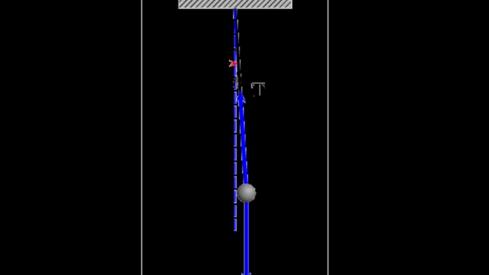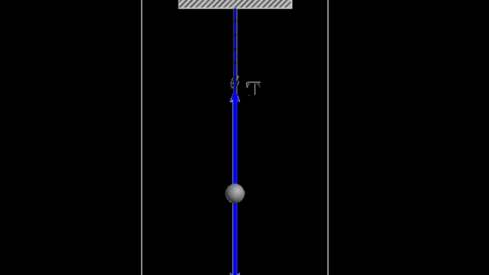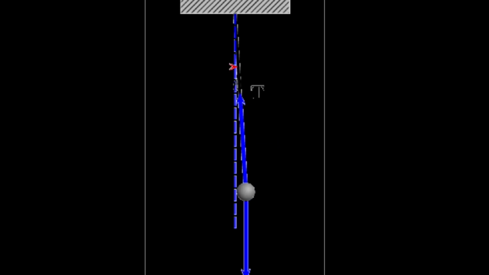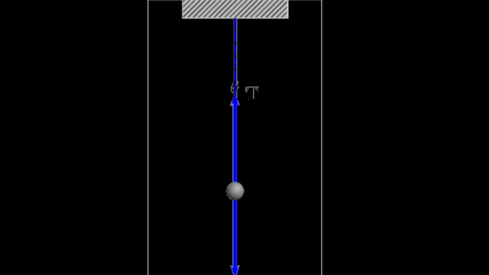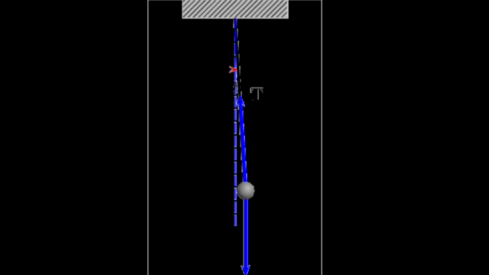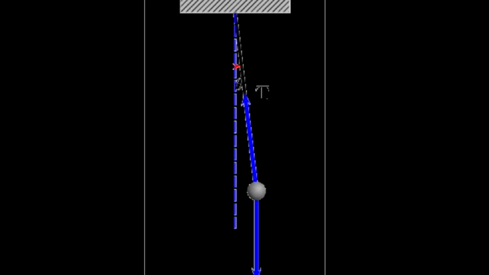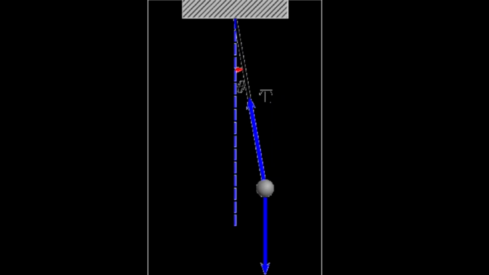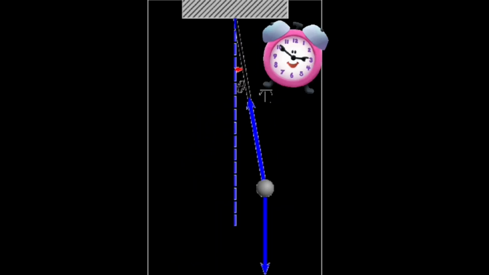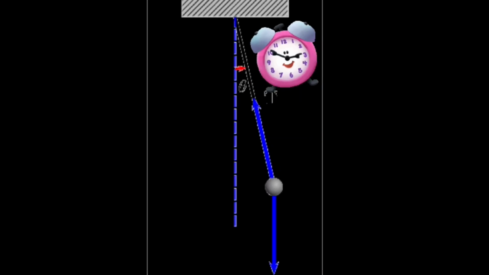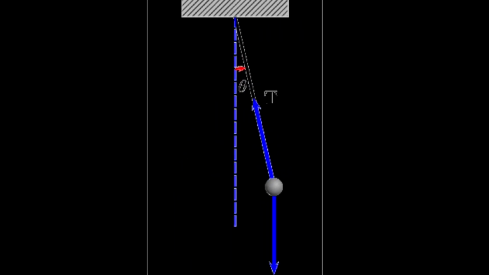The bob completes one oscillation when it moves from the mean position to one of the extreme positions, then to the other extreme position, and returns to the mean position again. The time taken by the bob to complete one oscillation is called the time period. By measuring the time required to complete an oscillation from the extreme position.